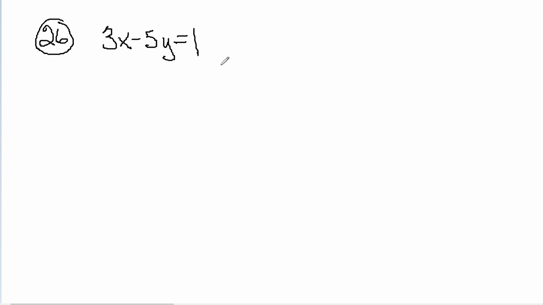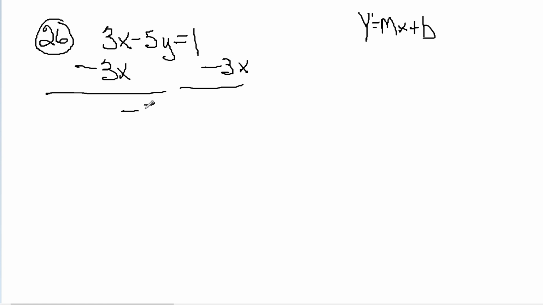Number 26. Let's see, it's not in the y equals mx plus b form, so I'll make it. Another way of saying that was to solve for y. So here I'm going to subtract 3x. I've got negative 5y equals negative 3x plus 1. From there, divide everything by the negative 5.